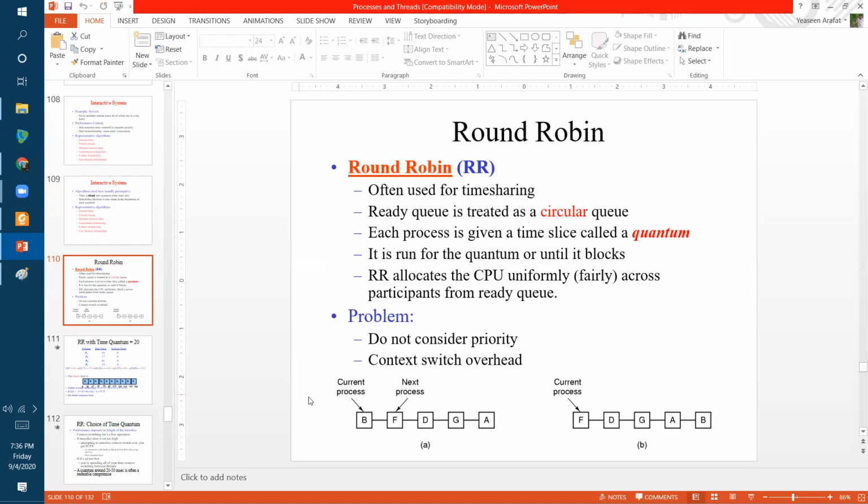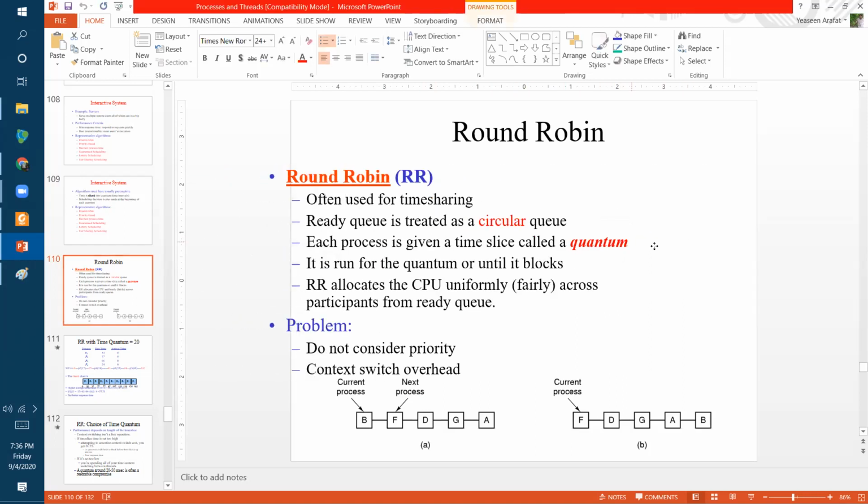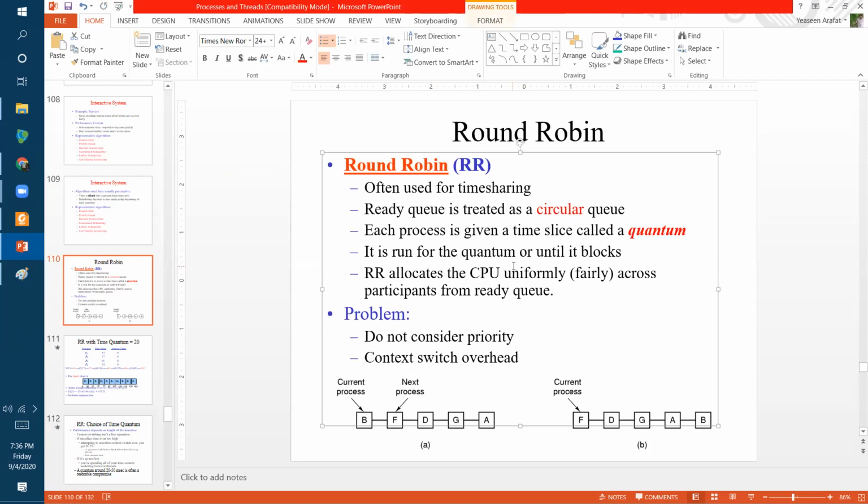It is often used for time sharing. The ready queue is treated as a circular queue. Each process is given a time slice called a quantum. It runs for the quantum or until it blocks. So when any process gets the CPU, it runs for a maximum of a quantum or it gets blocked. Round robin allocates the CPU uniformly, or fairly, across the processes in the ready queue.